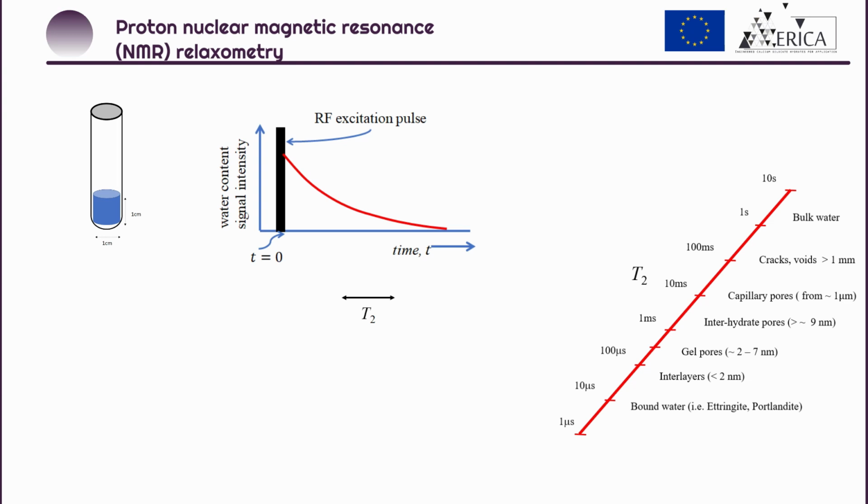The amplitude of the signal is directly proportional to the number of hydrogen nuclei. Thus, the amount of water in different pore fractions can be estimated. More about the NMR technique can be found in this video by clicking the link below.